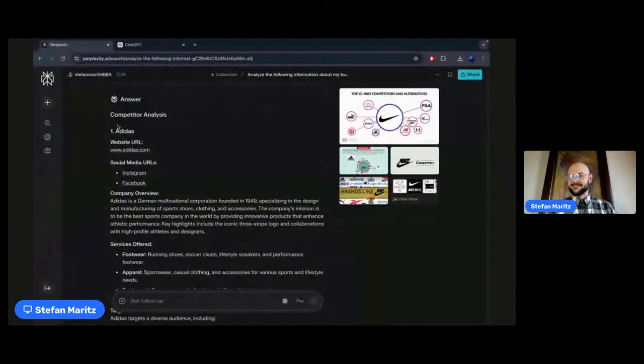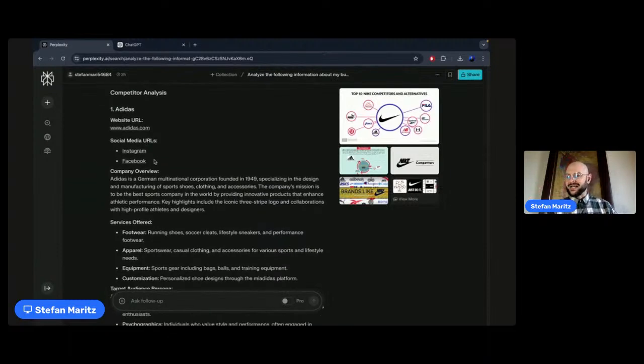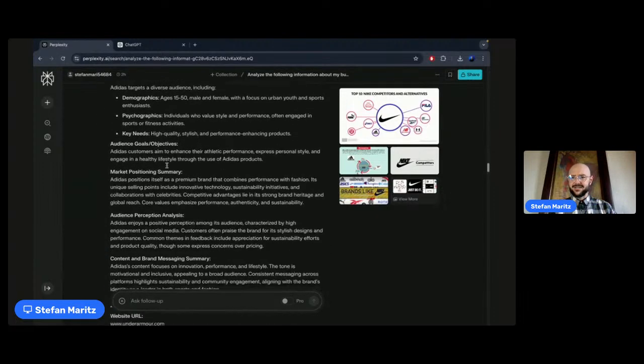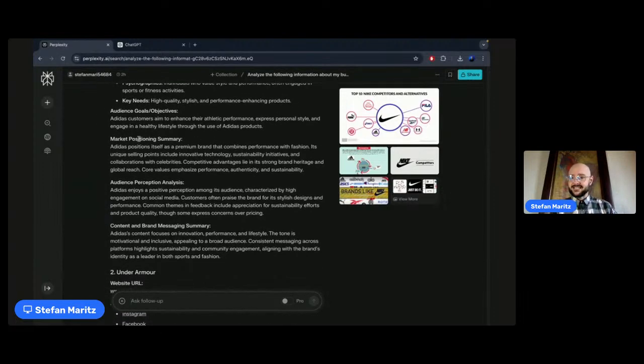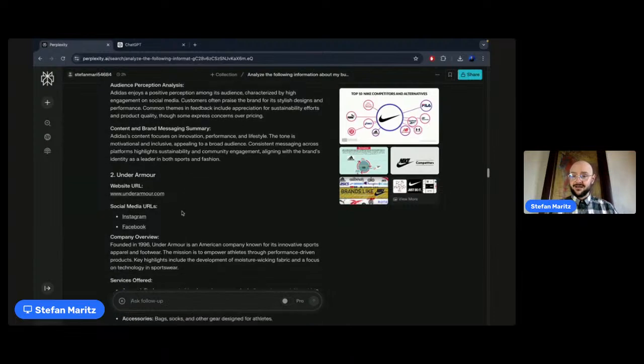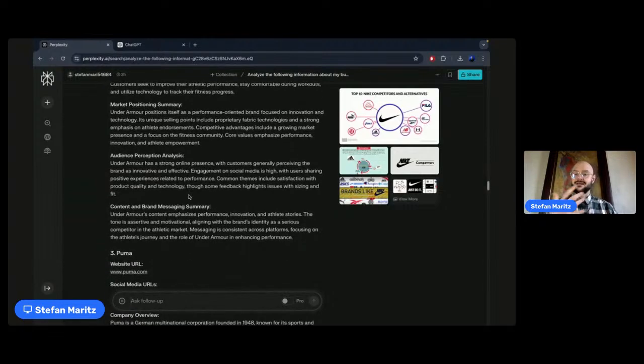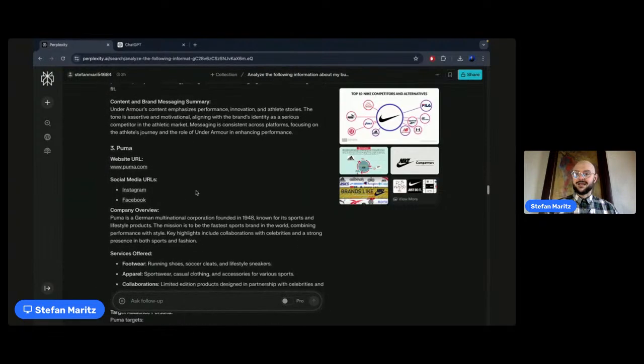So here we go, competitor analysis. Of course, you are Nike. So you've got Adidas as your top one, your URL, your social media, your company overview, your services offered, target audience persona, audience goals and objectives, market positioning and summary, audience perception, as well as your content and brand messaging. And now your second competitor would be Under Armour. The same story. Now you're getting to know who your competitors are online, and you've got Puma right there.